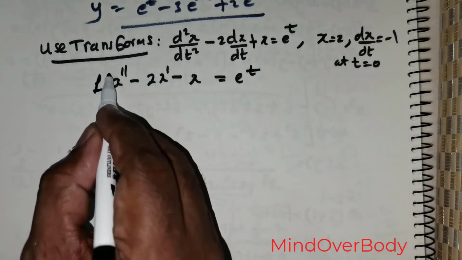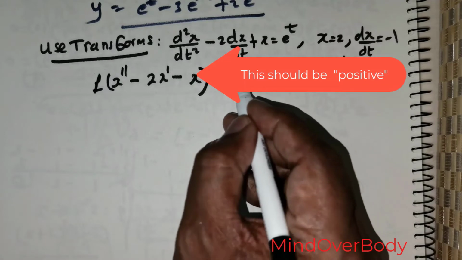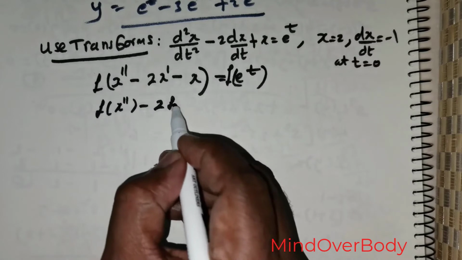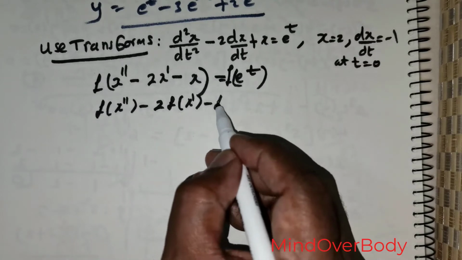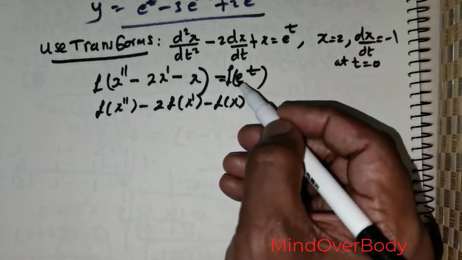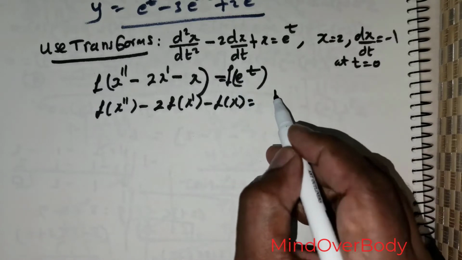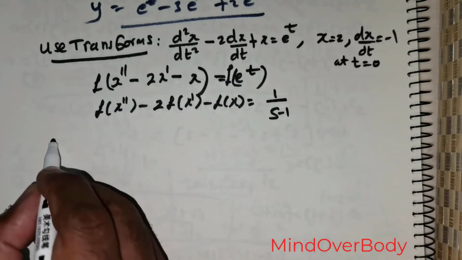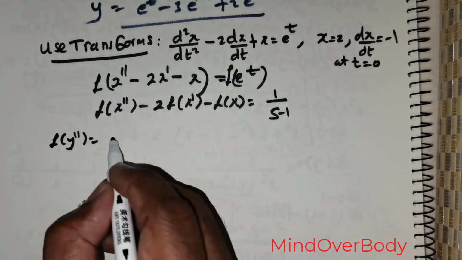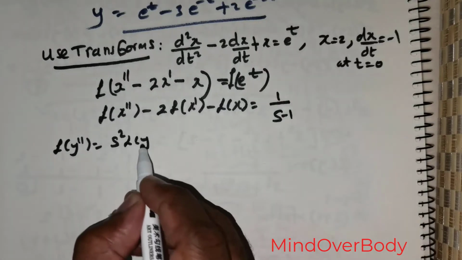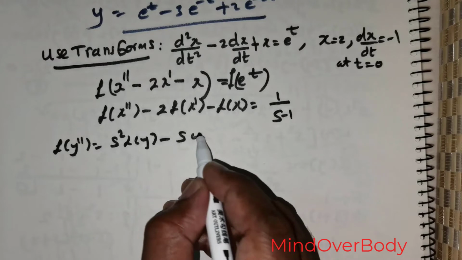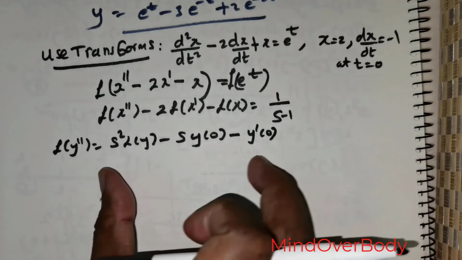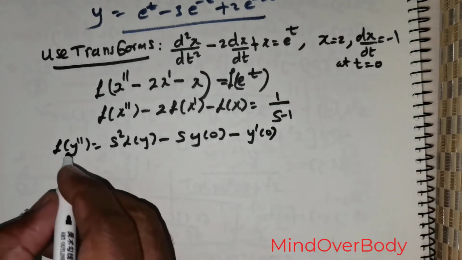So I'm taking Laplace transforms on both sides. So this is going to be L of x double dash negative 2 times L of x dash, and L of x is equal to L of e raised to the power of t. Now this is going to be 1 over s negative 1. Now in this case, we have already seen that L of y double dash is equal to s squared L of y negative s times y of 0, and then followed by y dash of 0. So this is the formula that we have for L of y double dash.